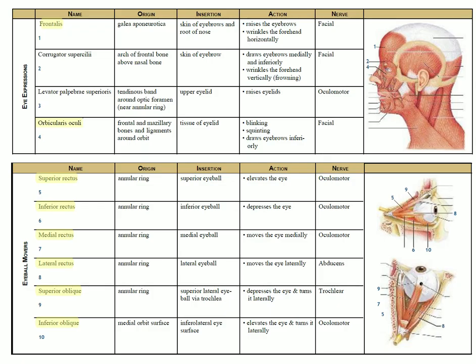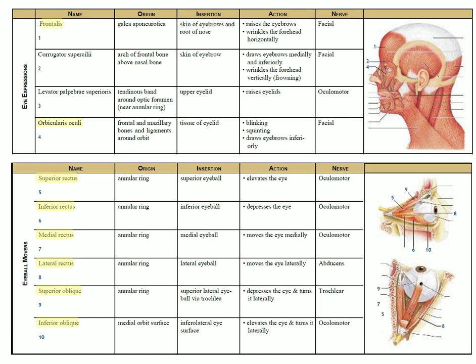Okay, so this is the PDF that I've posted. Again, what's highlighted in yellow is what I want you to know. I want you to know the name, the location, and the action. Where it's located, what it does, and what its name is. So first, we're going to talk about the frontalis muscle, that one's pretty easy. That's the forehead muscle right there.